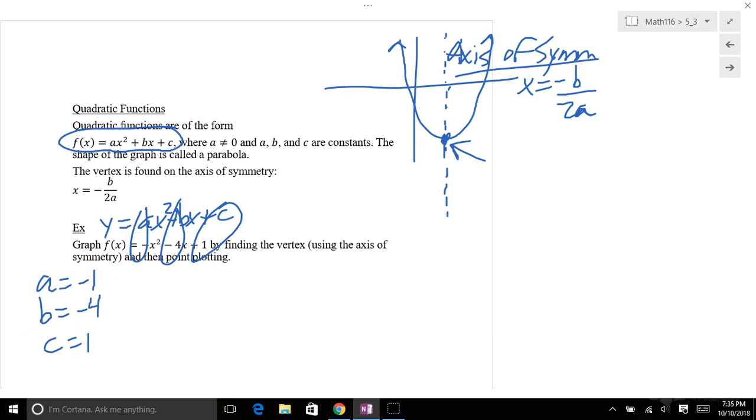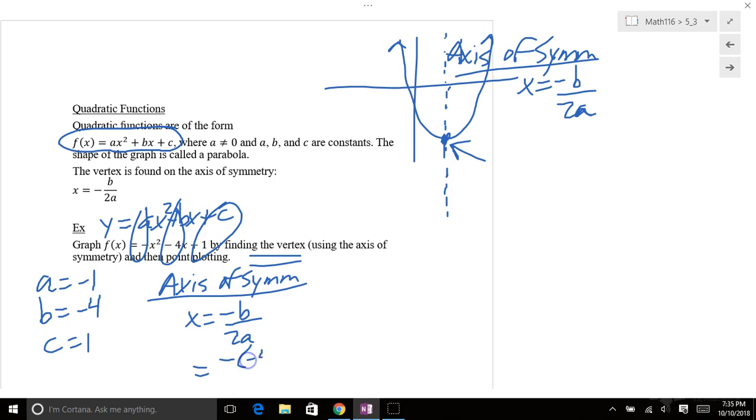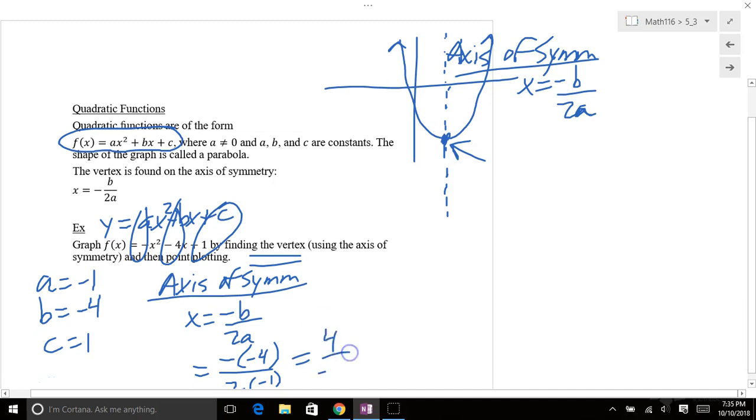Well, the first thing you want to do is find the vertex. You want to find the middle of this graph. So you're going to find the axis of symmetry by plugging into x equals negative b over 2a. So negative, our b here is negative 4, over 2 times negative 1. This becomes negative times the negative 4, which is positive 4, over negative 2, so that's negative 2. So the middle of this graph is x equals negative 2.